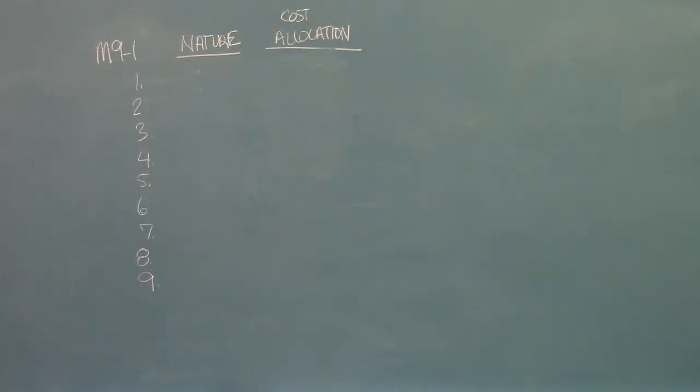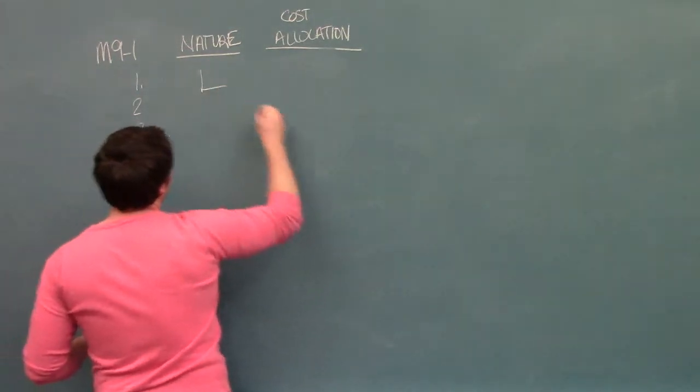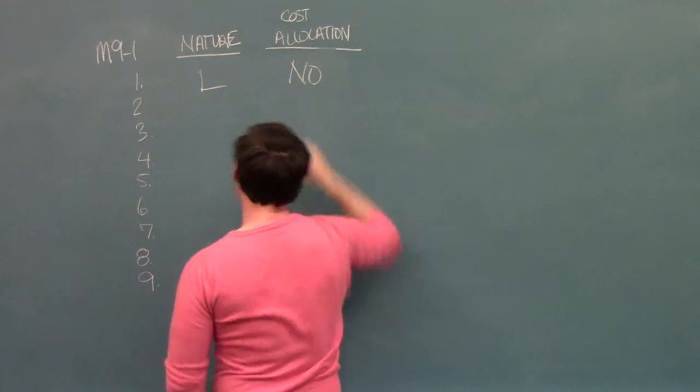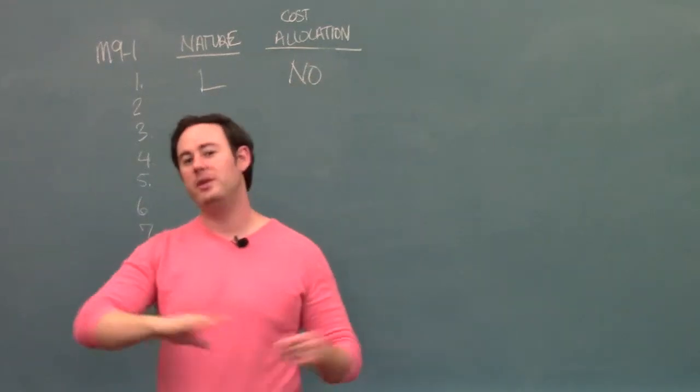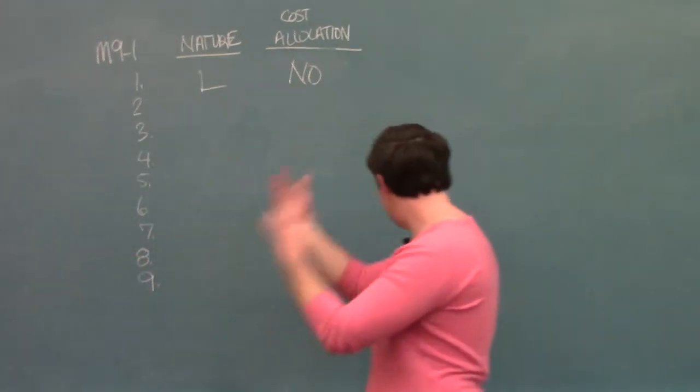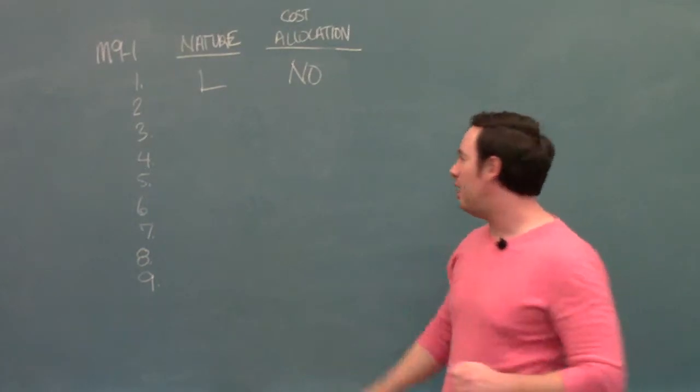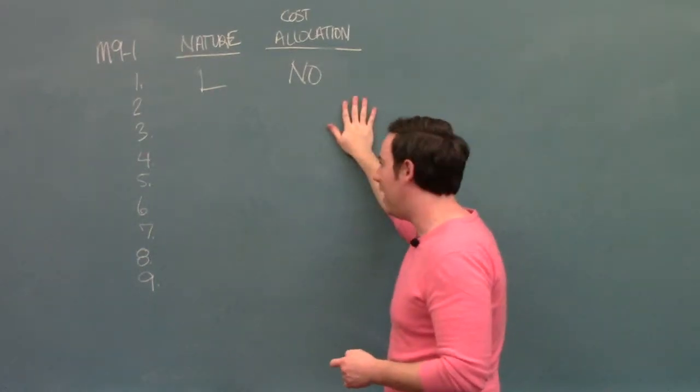Okay, M91. M91 gives us a list of items and asks us to classify those items based upon their nature and cost allocation. The first one up is property. Property is considered land. Land is not depreciated. It's seen as having a continuous life, right? That we cannot use it up. It's seen as continuous, therefore we do not depreciate it, okay?